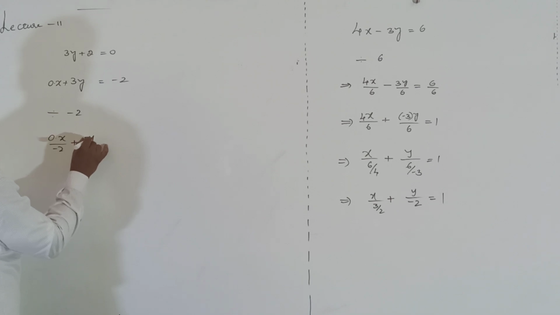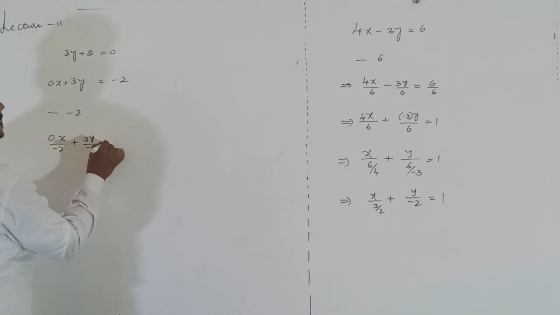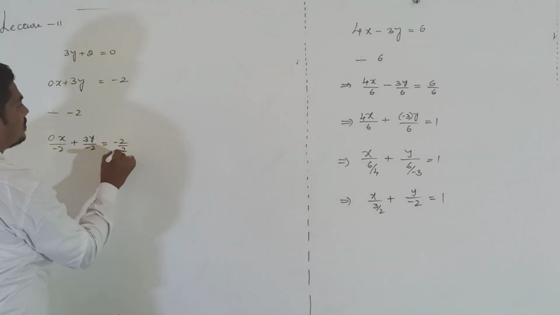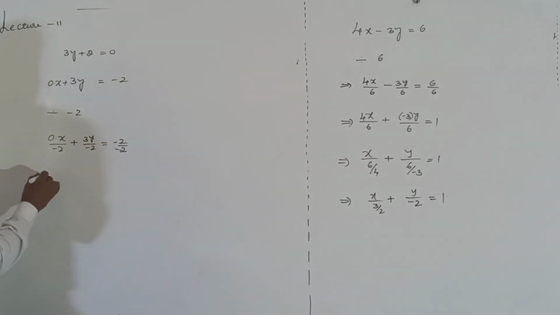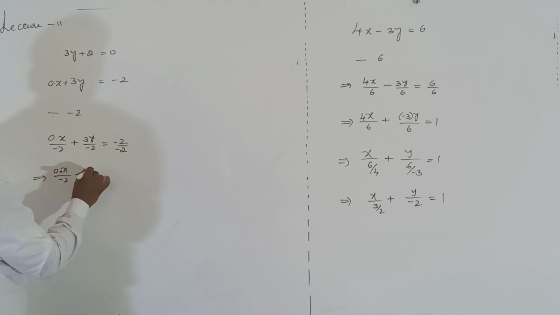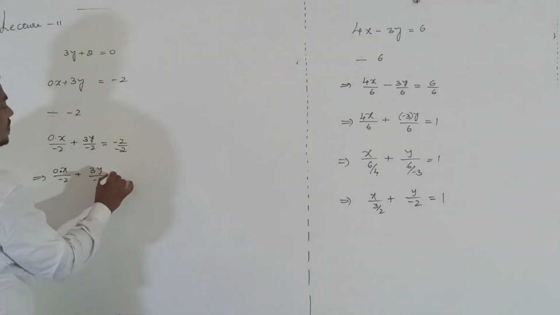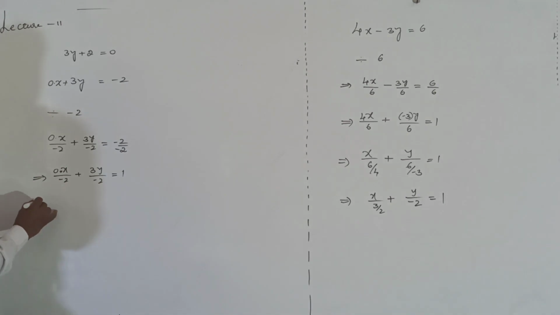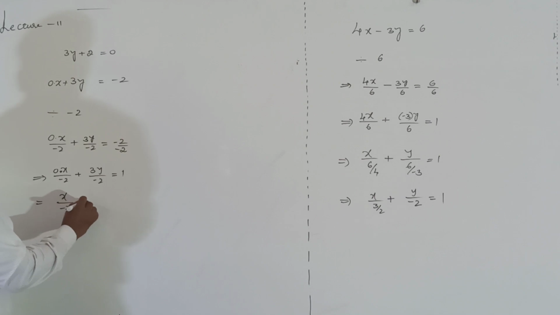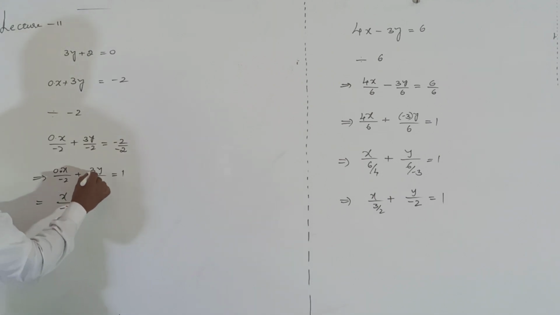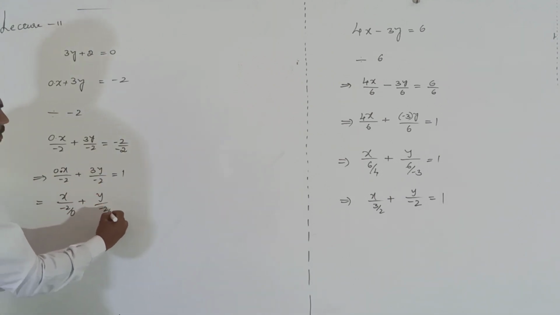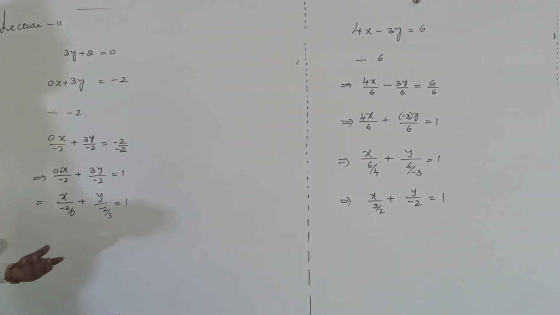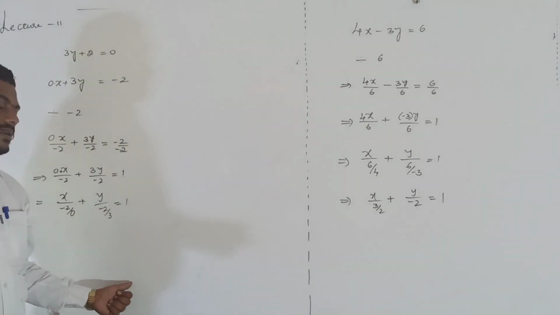plus 3y divided by minus 2, that's equal to minus 2 divided by minus 2. Then 0 into x divided by minus 2 plus 3y divided by minus 2 equals plus 1. Now x/(-2/0) plus, taking this 3 into the denominator, y/(-2/3), that's equal to 1. This is the intercept form of the given equation, right?